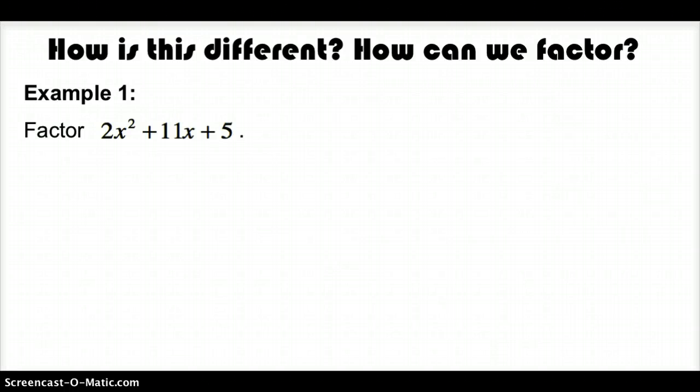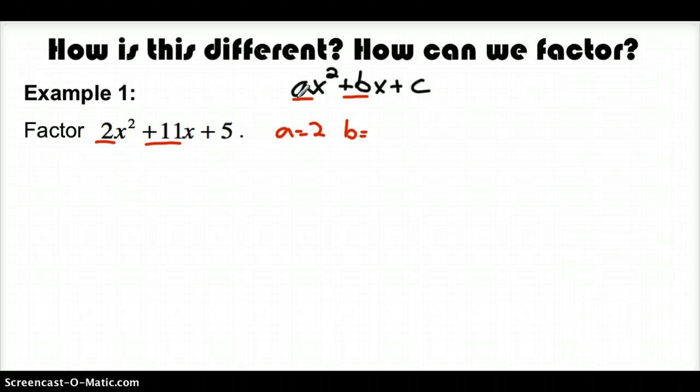All right, well, let's look at an example that's different now, right? So it says, obviously, how is this one different? Okay, well, this one's different because our a value is no longer 1, right? So remember, we have our standard form of a quadratic expression, which is ax squared plus bx plus c, right? And our a value is no longer 1, right? So if we write down our a, b, and c here, my a value is 2. My b value here is positive 11, and my c value here is 5, right?